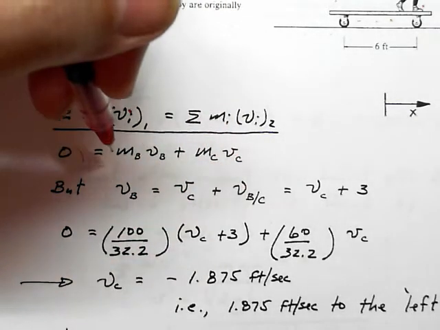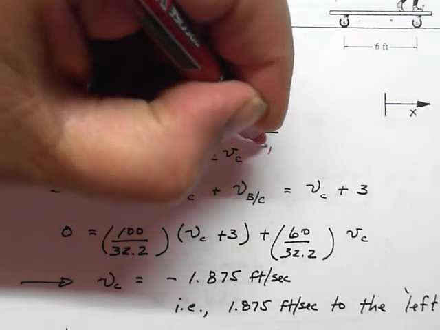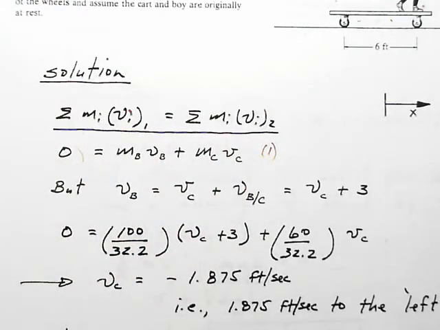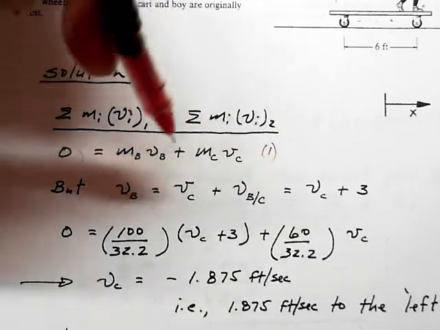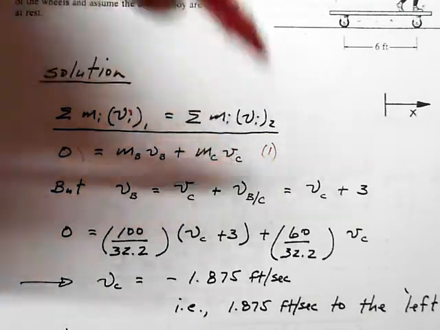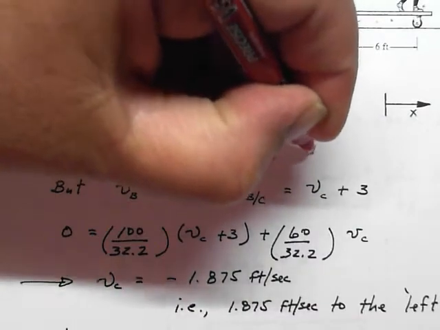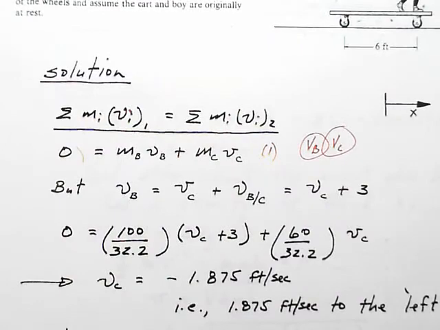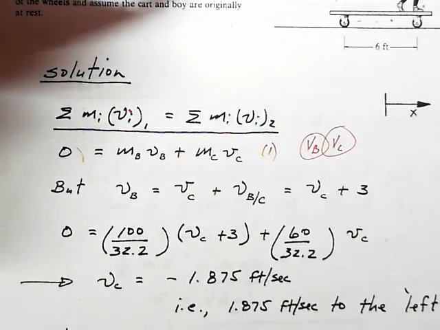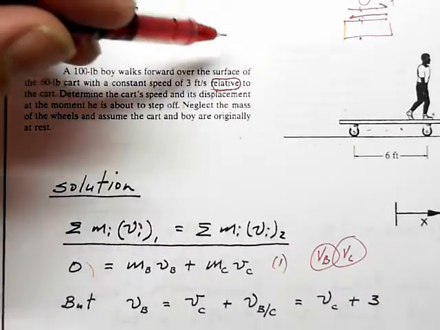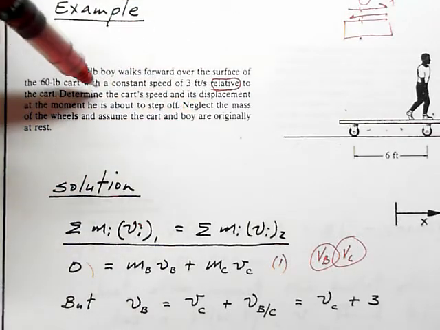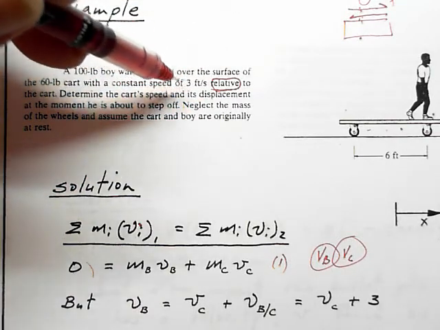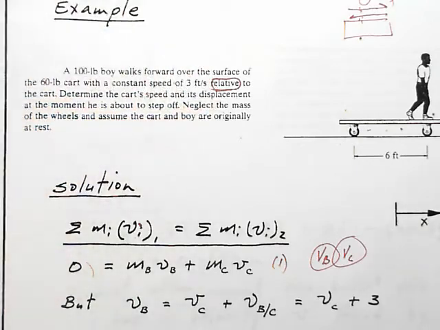Key thing to notice at this point in time, one equation, how many unknowns? We know the masses of everything, but we don't know the velocity of the boy or the velocity of the cart. Velocity of boy, velocity of cart. We don't know either of those right now, and so we've got one equation, two unknowns. So we need another equation. That's where we highlight that word relative one more time. The boy has a constant speed, 3 feet per second, relative to the cart.